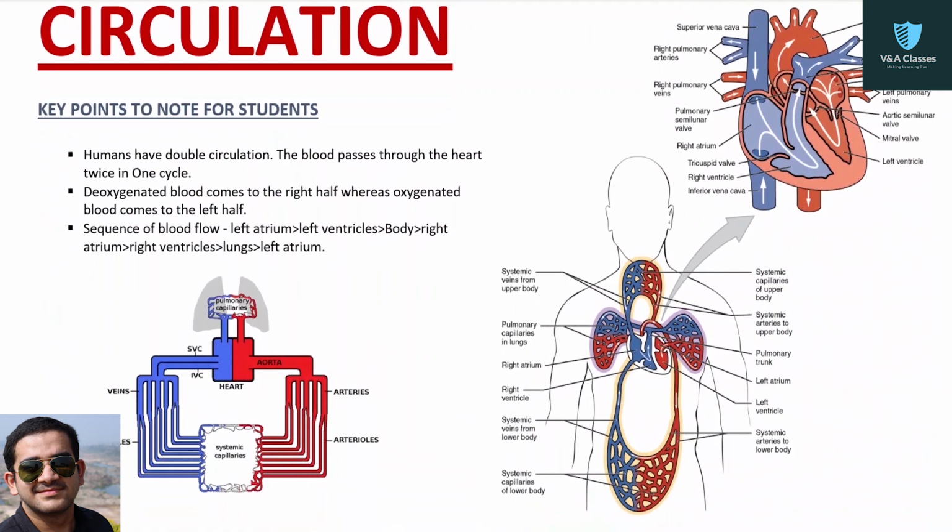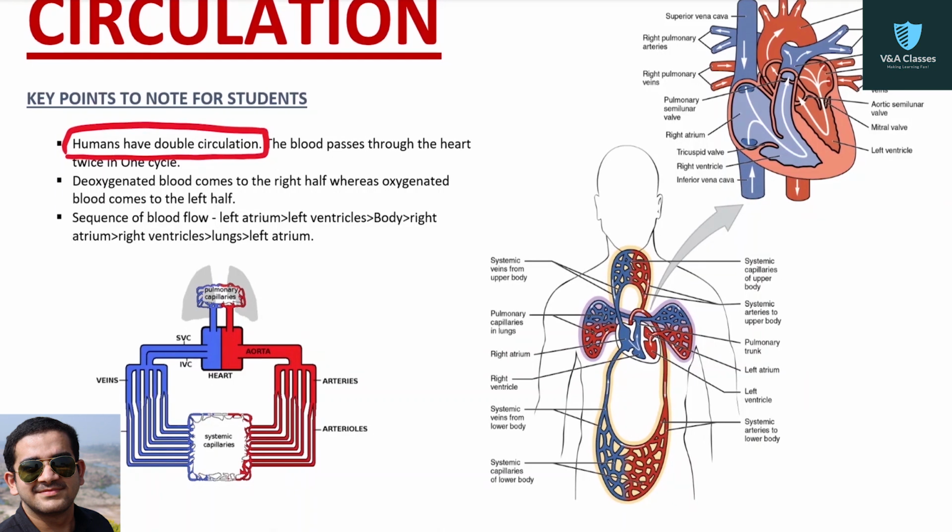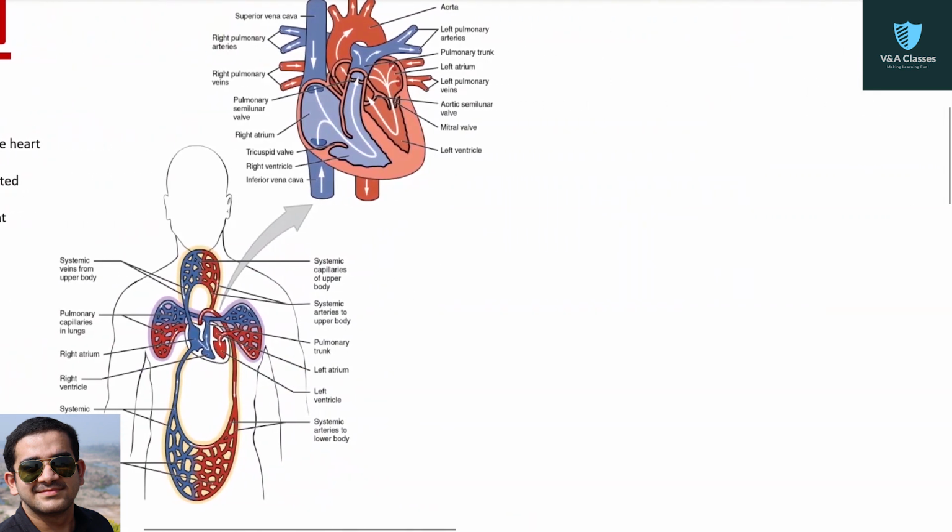Some amount I have discussed already while explaining the diagram, but let's see again what are the important points that we have to remember. First and the most important is that humans have a double circulation. What is the meaning of double circulation? The blood will pass through the heart twice in a single cycle. So firstly, all the blood from the body will get collected and come to the heart. Then it will go to the lungs. Then again from the lungs, after oxygenation, the blood will come back to the heart before being pumped into all the body parts. Okay. So blood is passing to the heart twice. So that's why humans are said to have a double circulation.